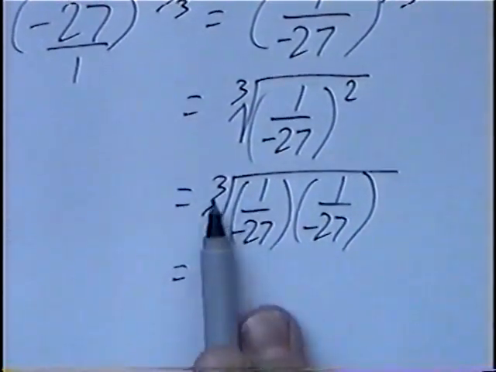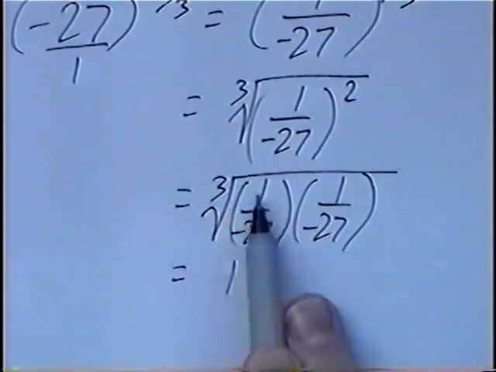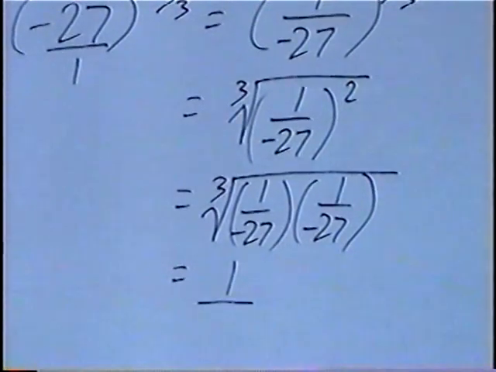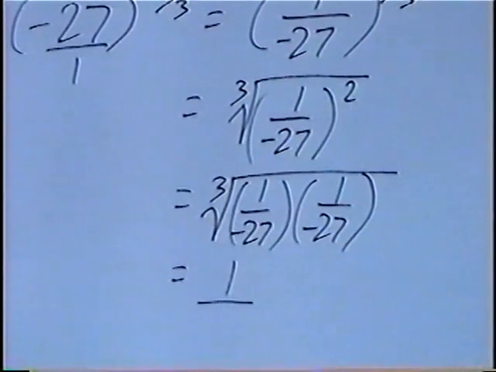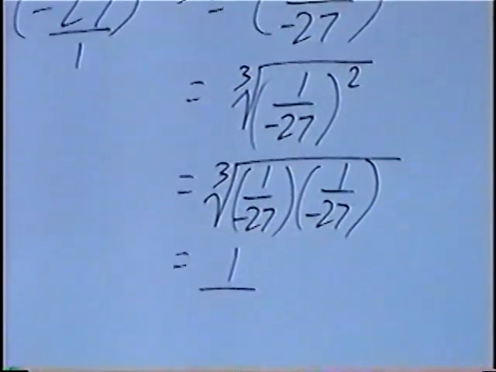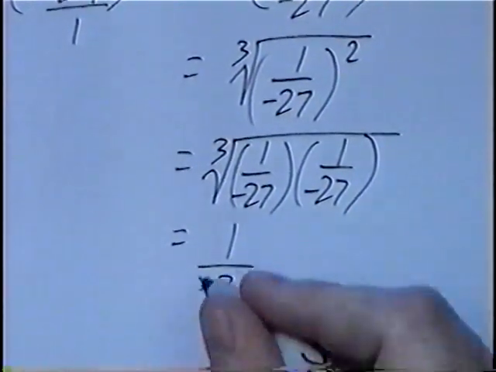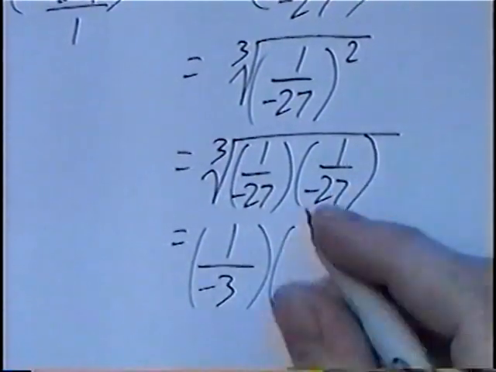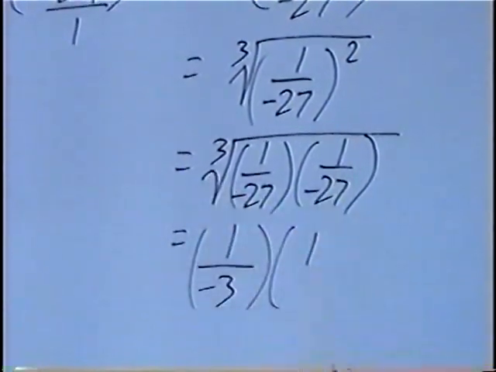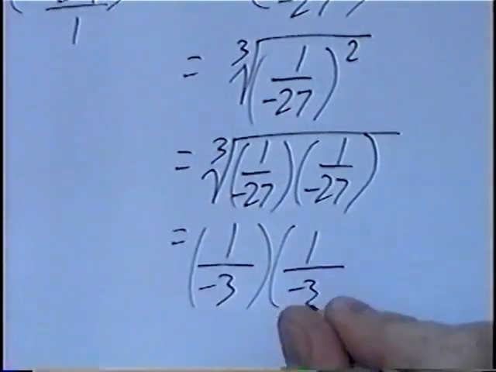For example, the third root of 1 would be 1, since 1 times itself 3 times is 1. The third root of negative 27, which again will be a number times itself 3 times that's negative 27, would be negative 3. And the second fraction, since it's the same fraction, will have the same answers. The third root of 1 would be 1, and the third root of negative 27 would be negative 3.